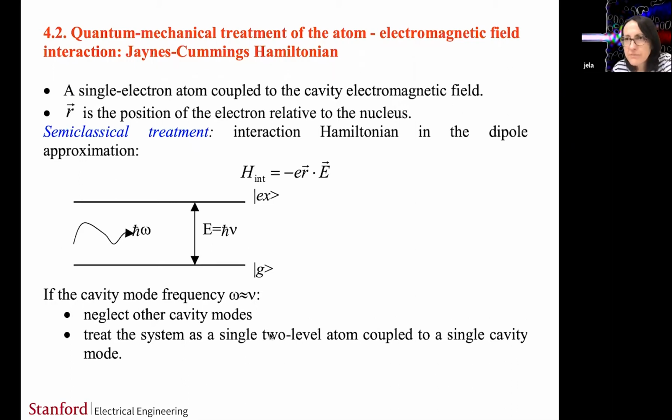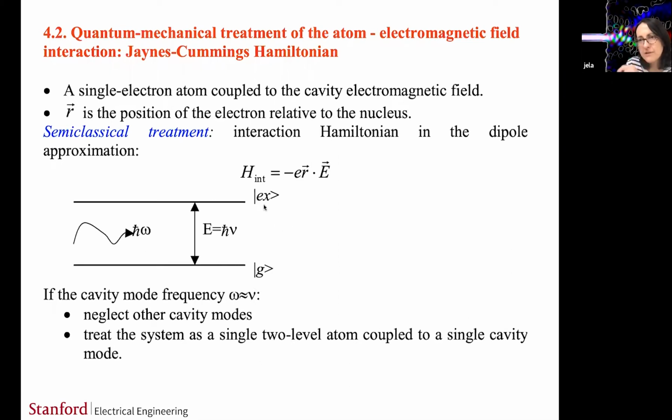Any questions? Okay, so this is our two-level system, two levels that we're picking that are resonant, or nearly resonant, with the driving field, right? And the transition frequency is nu. So the eigenstates of the atom that we care about are G and EX, okay?